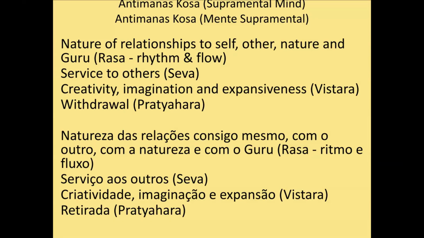Antimanas kosha is the nature of relationships to self, other, and nature, the supramental mind. So rasa is the rhythm and flow of the mind. We want to try to attain this flow state of the mind, an incantative rhythm that brings the mind closer to the cosmic rhythm.